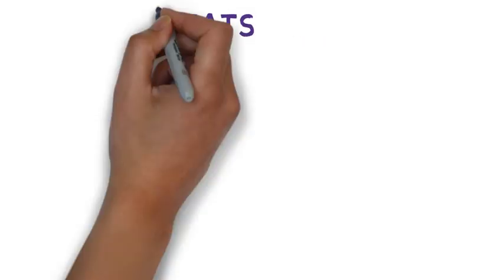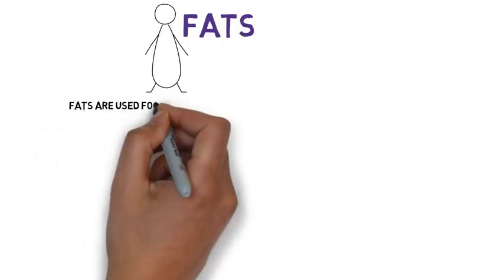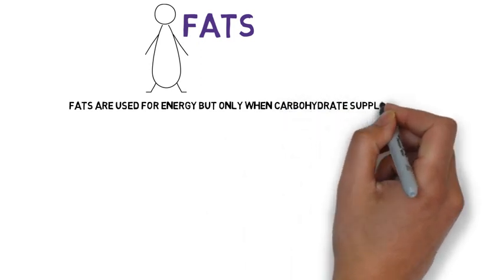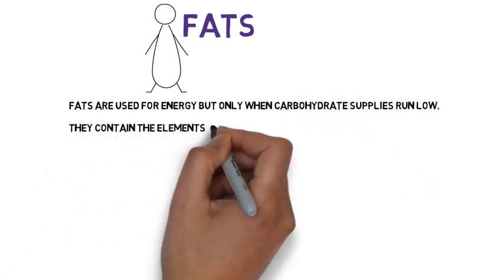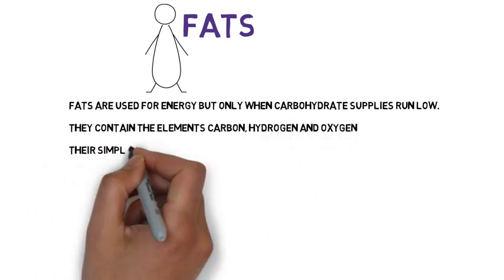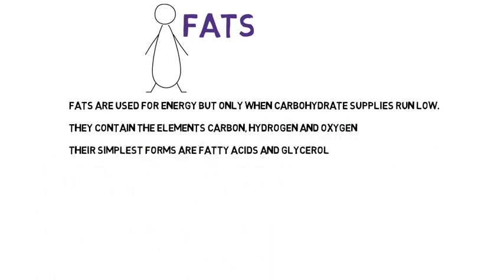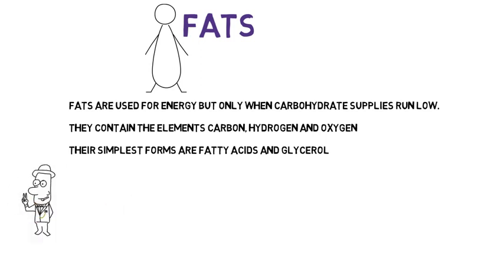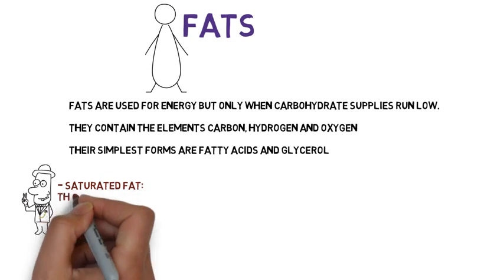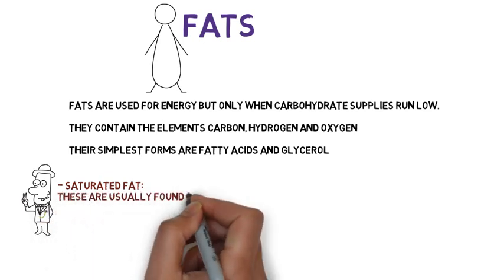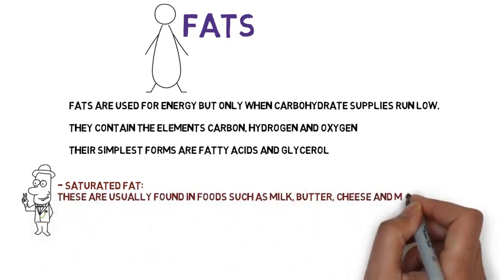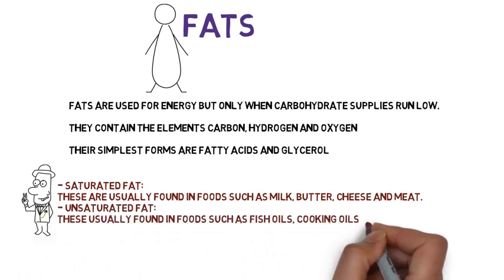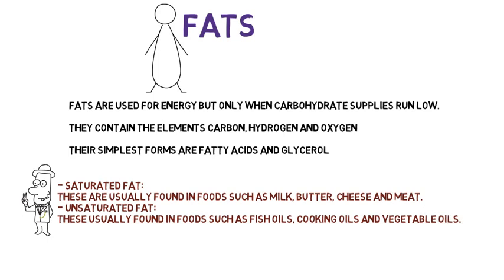Fats. Fats are used for energy, but only when carbohydrate supplies run low. They contain the elements carbon, hydrogen, and oxygen. Their simplest forms are fatty acids and glycerol. There are two types of fat. Saturated fat. These are usually found in foods such as milk, butter, cheese, and meat. And unsaturated fat. These are usually found in foods such as fish oils, cooking oils, and vegetable oils.